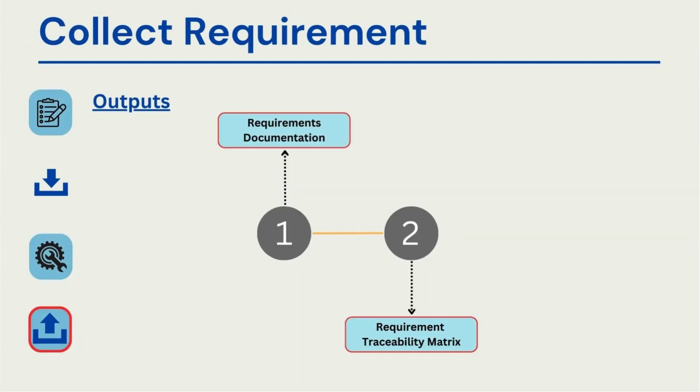As an output, you will get requirements documentation. The requirements documentation would follow the template used in your organization. You will also have a requirements traceability matrix. These are the two key outputs that we can expect from this process. The requirements documentation captures all the requirements, and the traceability matrix ensures that they are properly tracked.